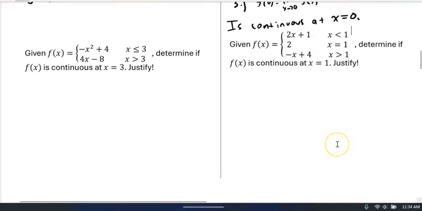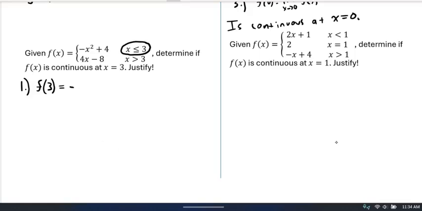Okay, let's take a look at these two. If you want to pause the video and try them yourself, you can. Notice they're both piecewise functions. Okay, if you tried those, let's go through these. So the first one on the left, the first part is we want to see if it's continuous at x equals 3. We'll think of f of 3. Notice the top part is the part that contains where x is equal to 3, so we'll plug into that function.